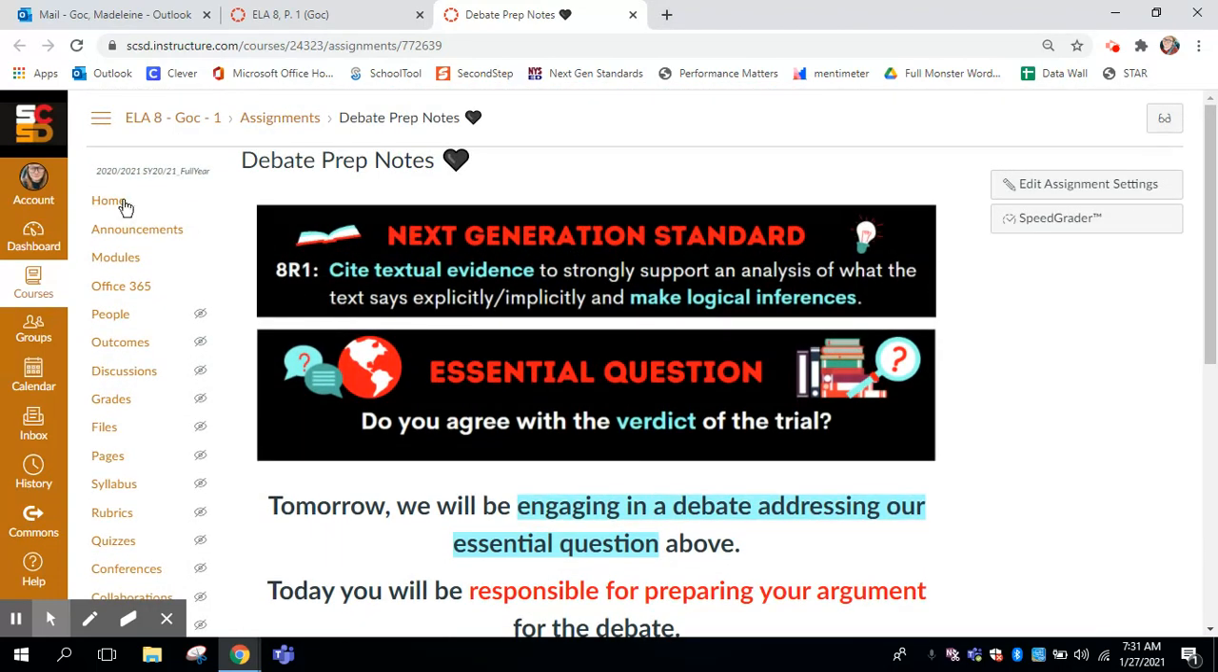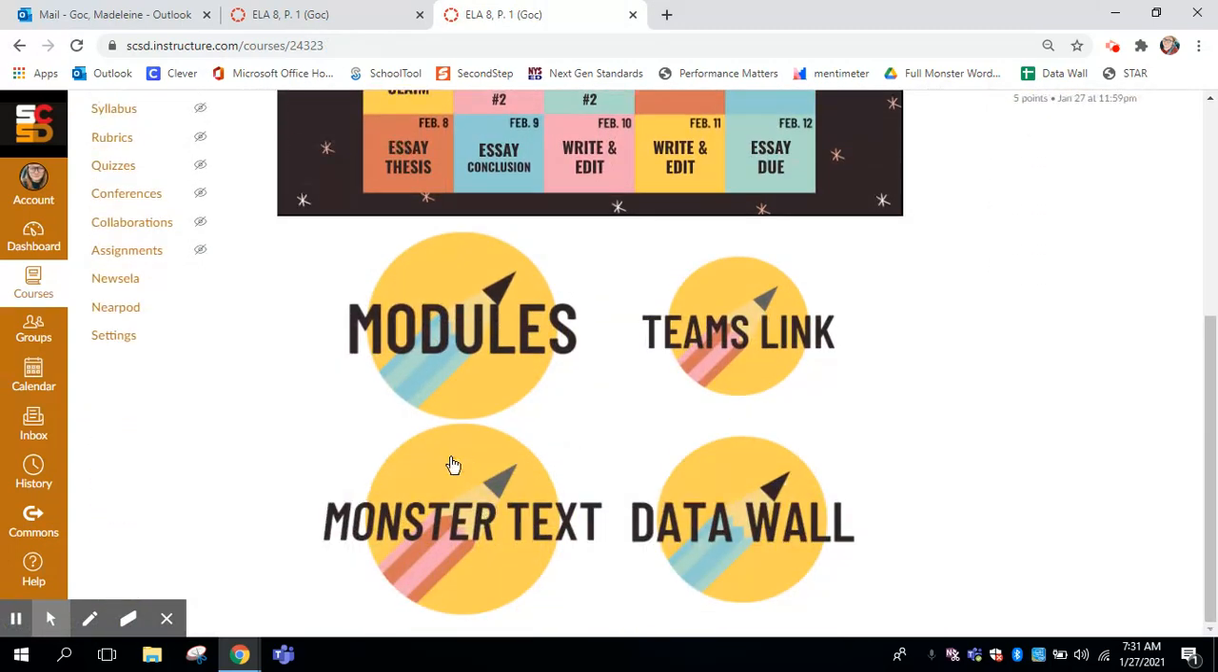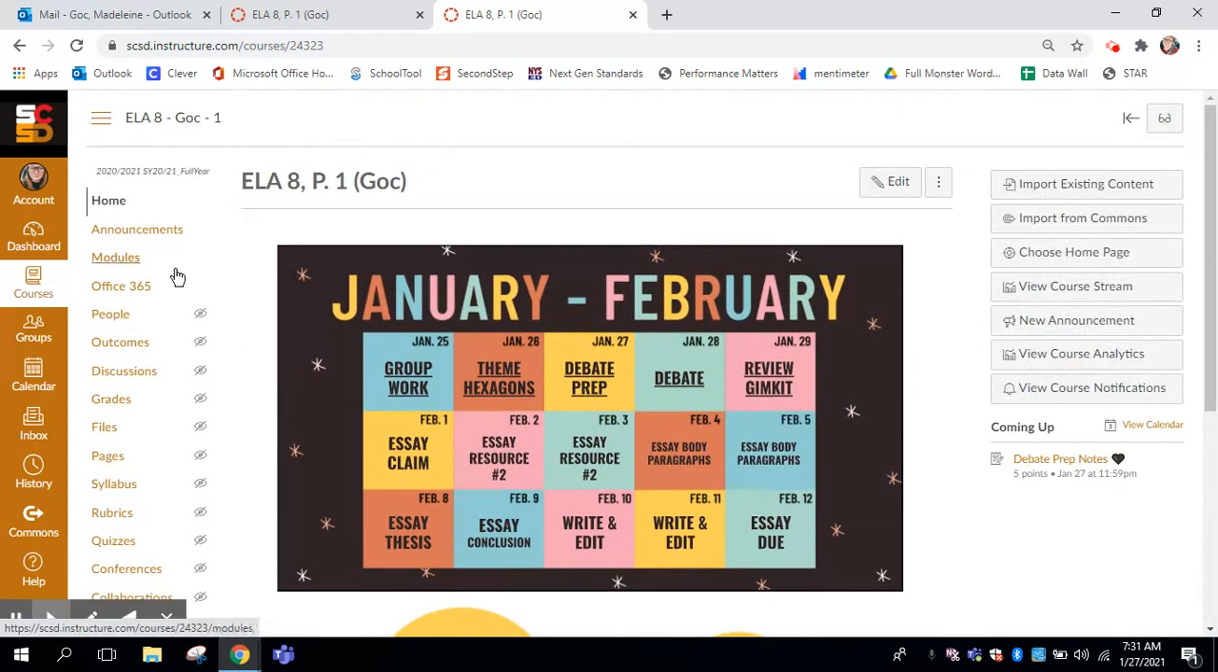At this point, the last thing I want to show you is on our homepage again, there is a button that says Monster Text. So you could click on that in order to access the online text. And if you go to modules, you can access any of your notes from the past. So if you wanted to look at old trial notes or old notes that you've written about specific characters, you could just click modules and scroll through our past modules. Remember, anything with a black heart means that it's from this unit.